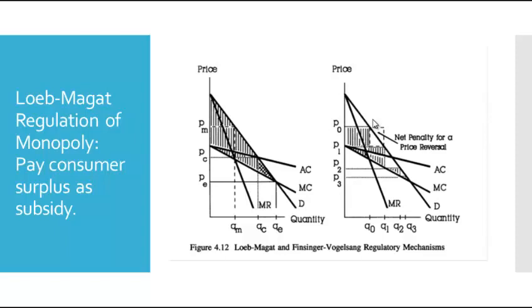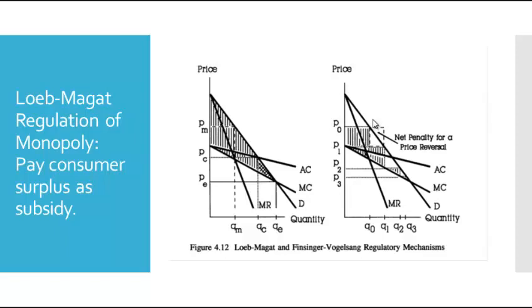But there is another mechanism which is called the Finsinger-Vogelsang. What the Finsinger-Vogelsang does is that instead of paying the full consumer surplus, as you expand, any loss of revenue that results is compensated. So it's a little square box as opposed to the full consumer surplus. The monopoly is encouraged to expand, and if they suffer any loss in revenue, which is what would happen, then they get a subsidy. So that leads to much smaller subsidies.